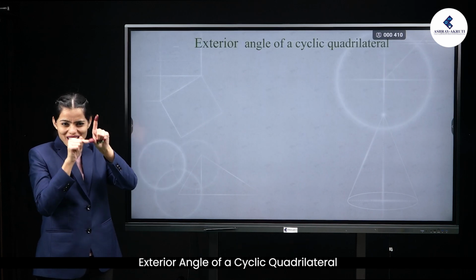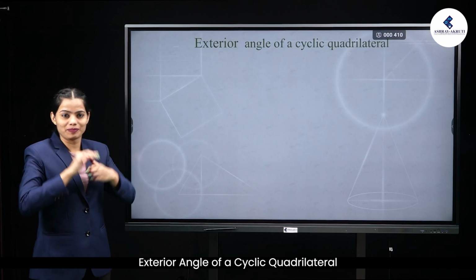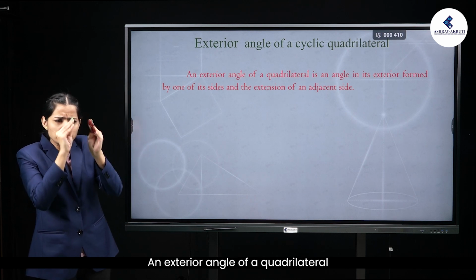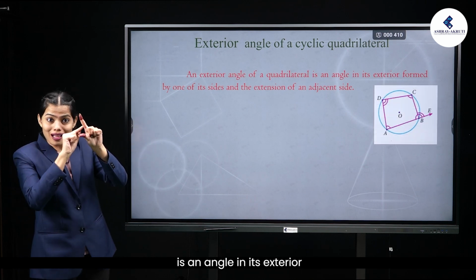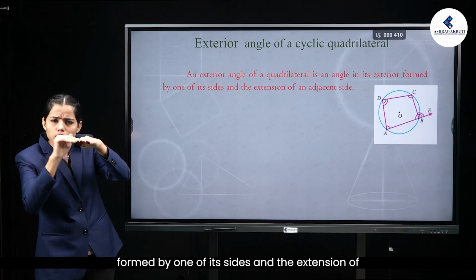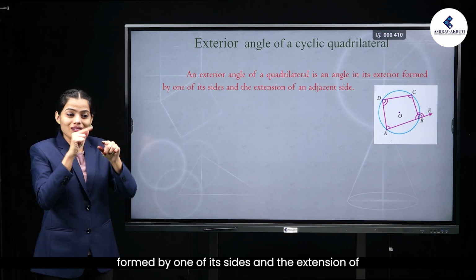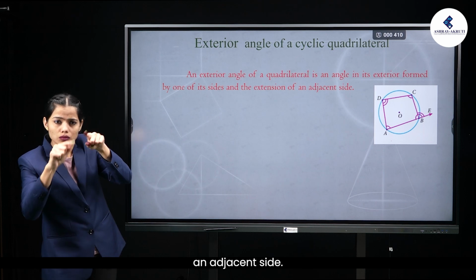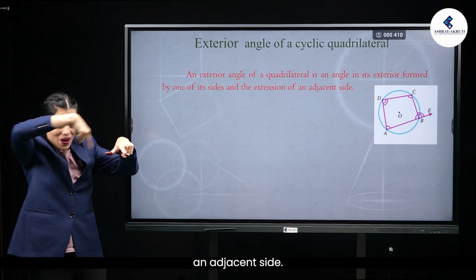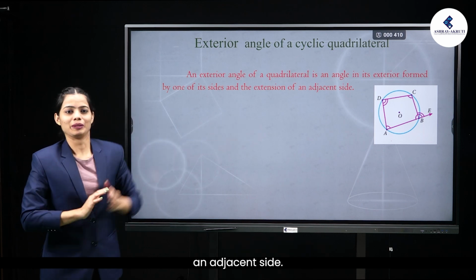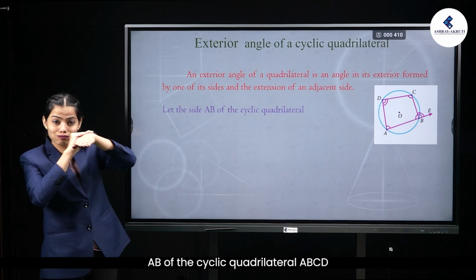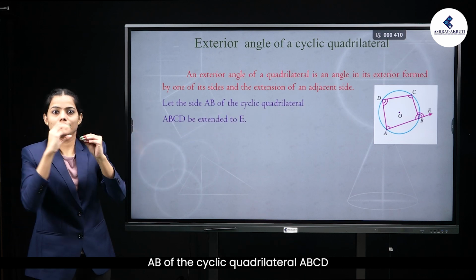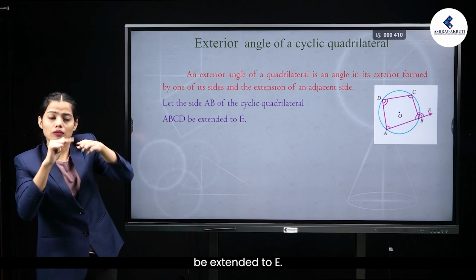Exterior angle of a cyclic quadrilateral. An exterior angle of a quadrilateral is an angle in its exterior formed by one of its sides and the extension of an adjacent side. Let the side AB of the cyclic quadrilateral ABCD be extended to E.